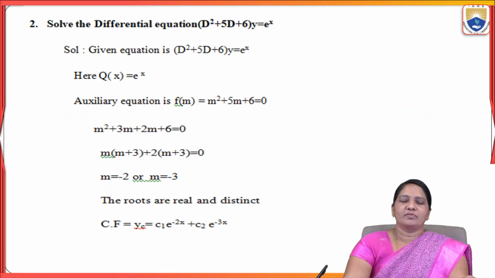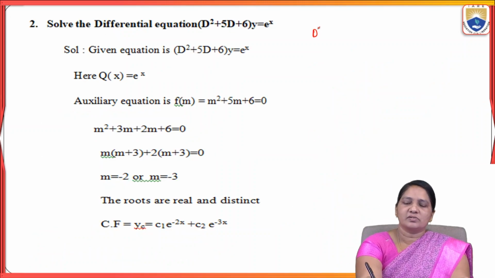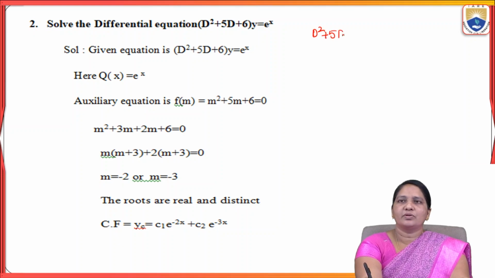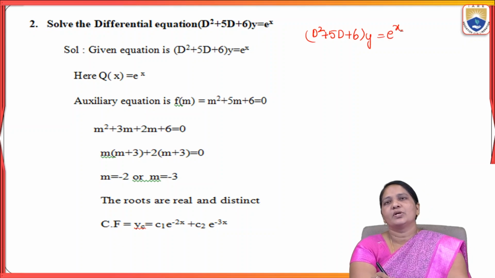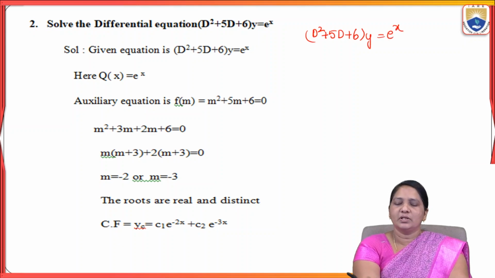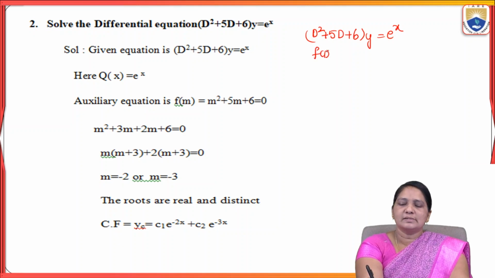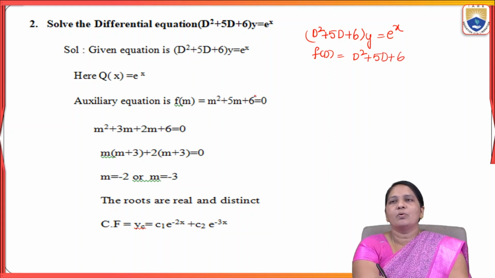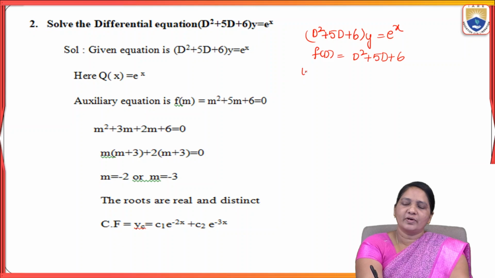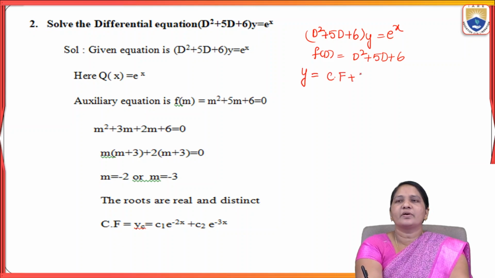Solve the differential equation (D square plus 5D plus 6) y is equal to e power x. So here what is f of D? f of D is D square plus 5D plus 6. Now what do we have to find? We have to find the general solution. What is the general solution? That is complementary function plus particular integral.